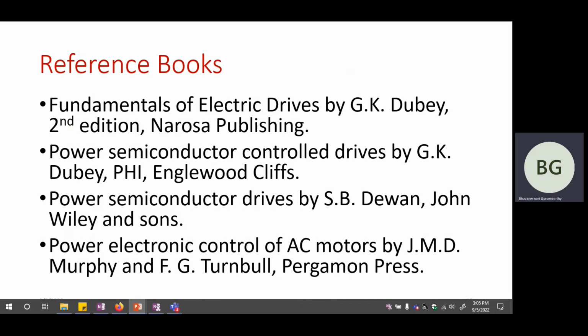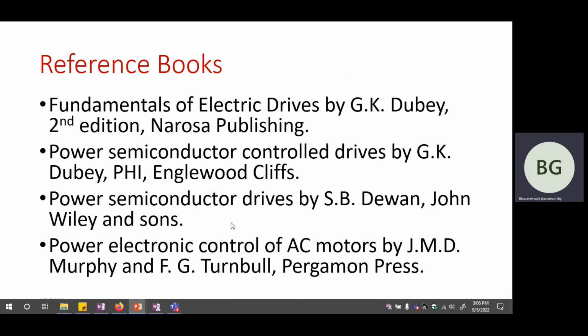Throughout this course, I'll be mainly following the book by Professor G.K. Dubey, Fundamentals of Electric Drives. But this particular book does not have the topics related to field-oriented control as well as vector control as well as direct torque control.